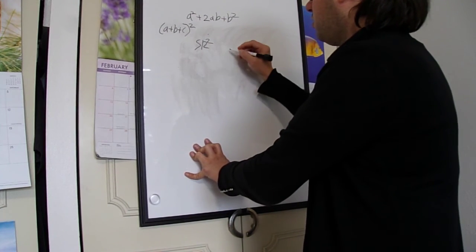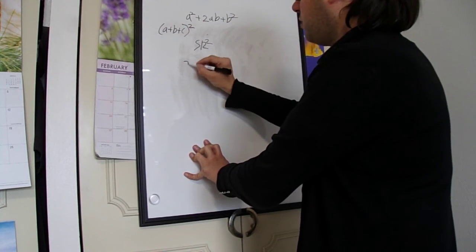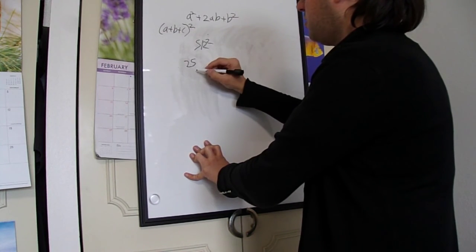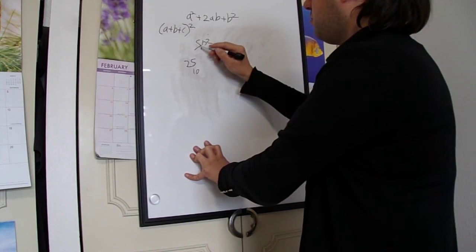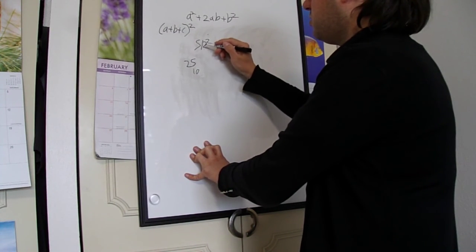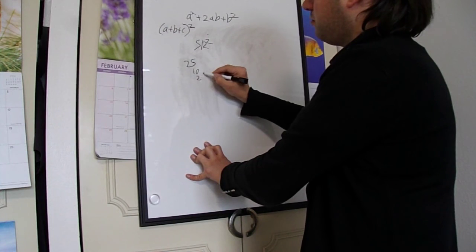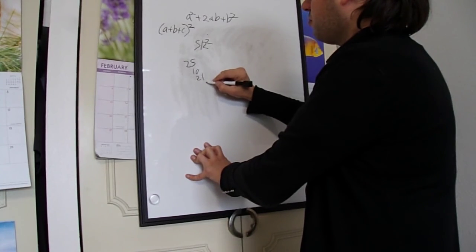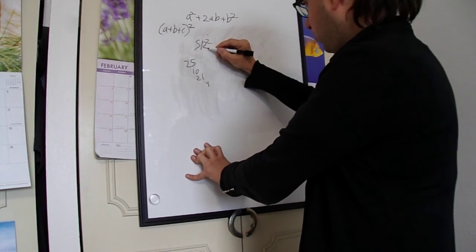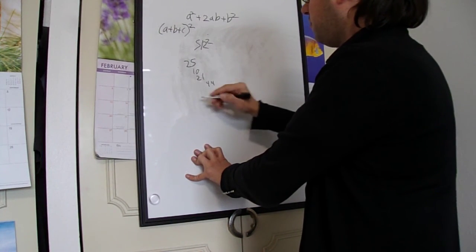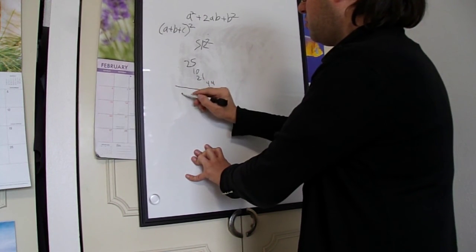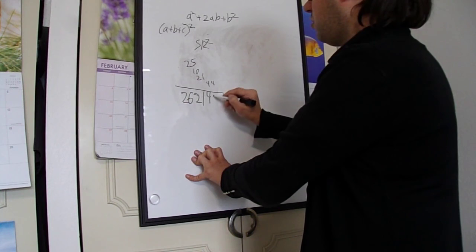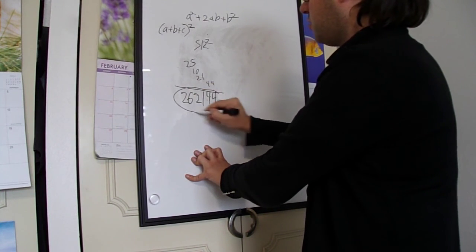512 squared. So first off, 25. Then double and multiply, so that's 10. Double and multiply, that's 20 plus the 1 squared is 21. Double and multiply, that's 4. And then square the 2 is 4. That's 2, 6, 2, 1, 4, 4. That is the answer.